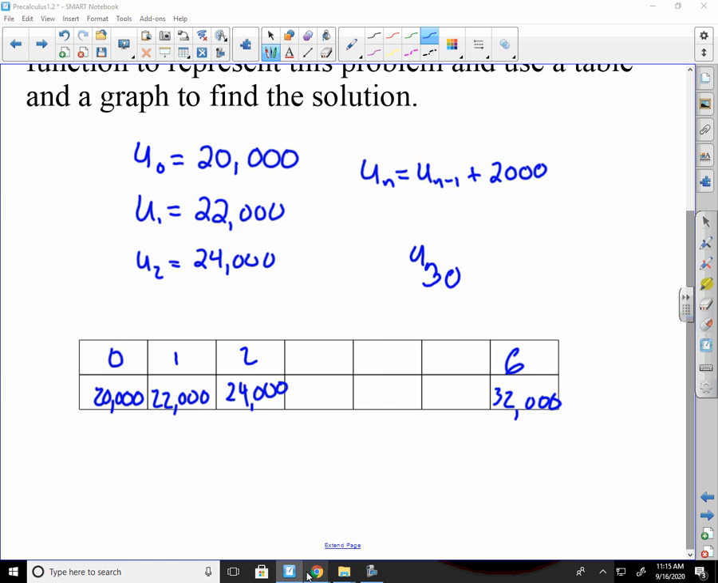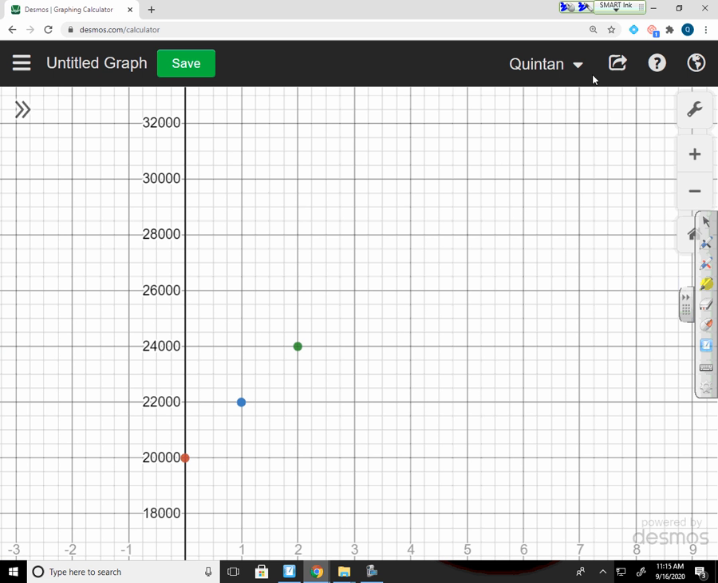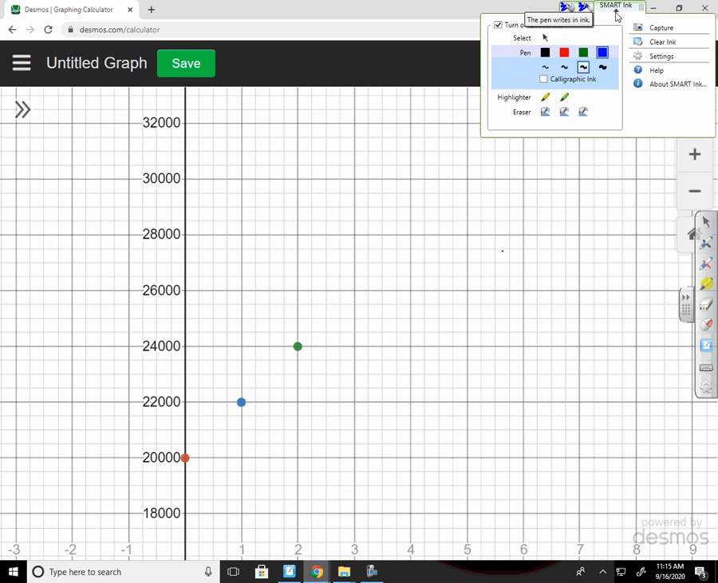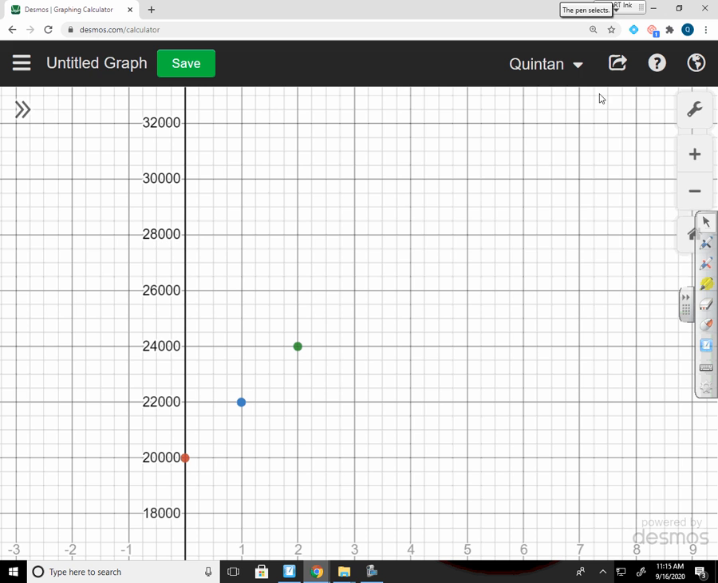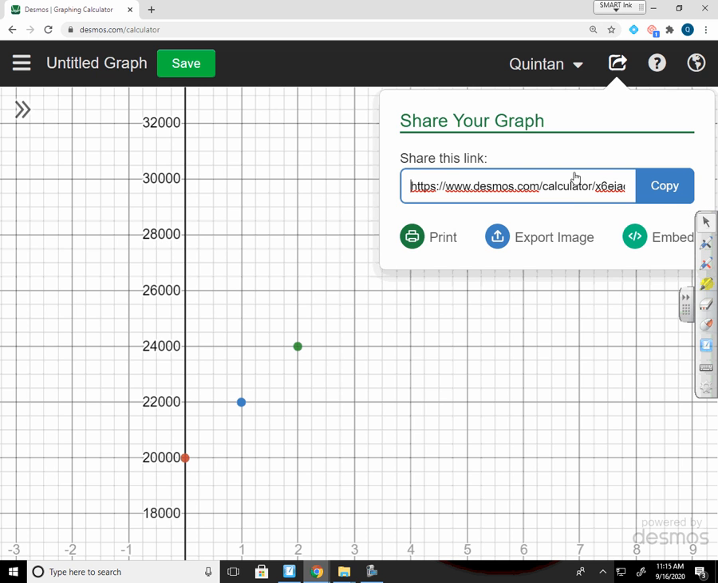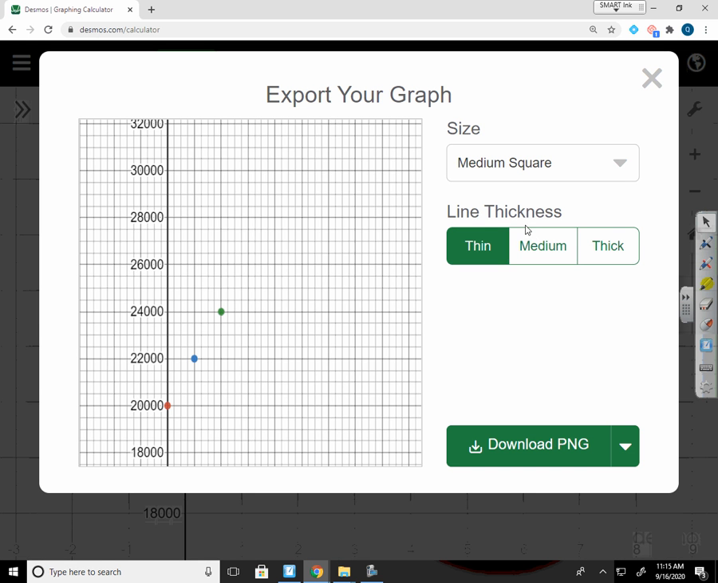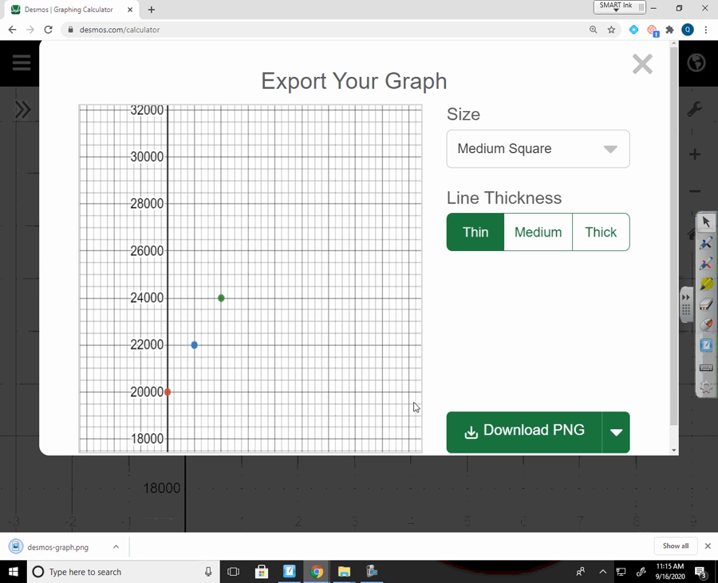Now, because I'm logged into Desmos, I can export this graph as soon as I stop writing on it. Okay, I can export this graph as an image. So it would actually save this graph for me, download it right to my Chromebook, and you can drop this right in your assignments. So that makes it nice, convenient to do as well.